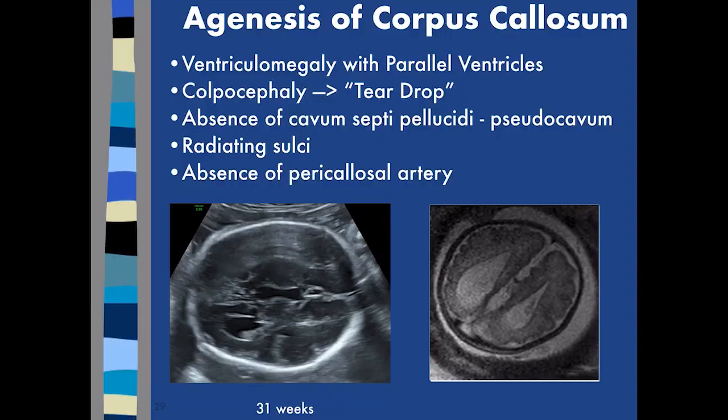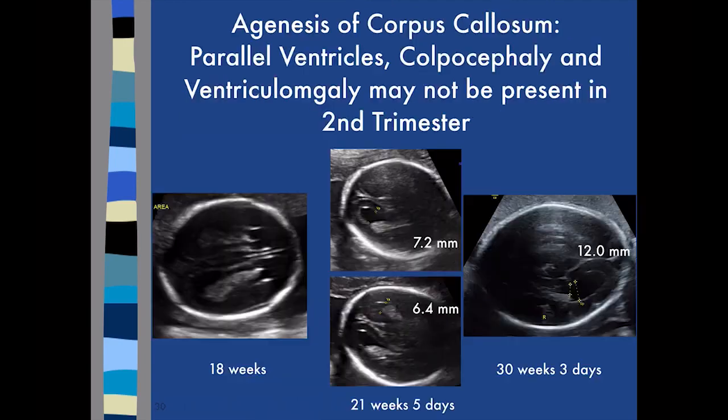I'd also just like to mention agenesis of the corpus callosum, because they can have dilated ventricles that have the appearance of a teardrop, this colpocephaly with the dilation of the atrium, and you can see that also on this MR right here, that's the teardrop. They give absence of the cavum in the midline, but they may have a pseudocavum that can kind of simulate it, and it's often related to fluid in between the hemispheres. They can have radiating sulci on the sagittal view and absence of the pericallosal artery.